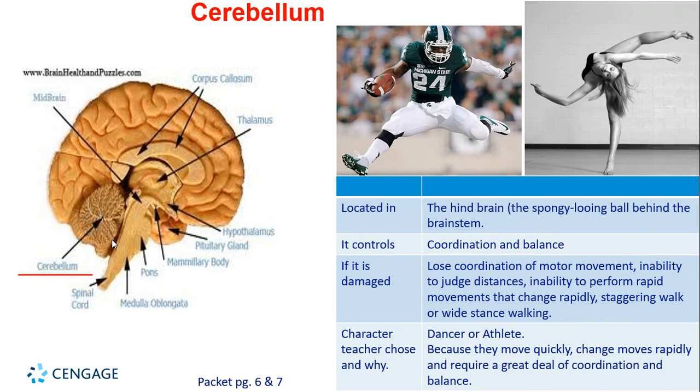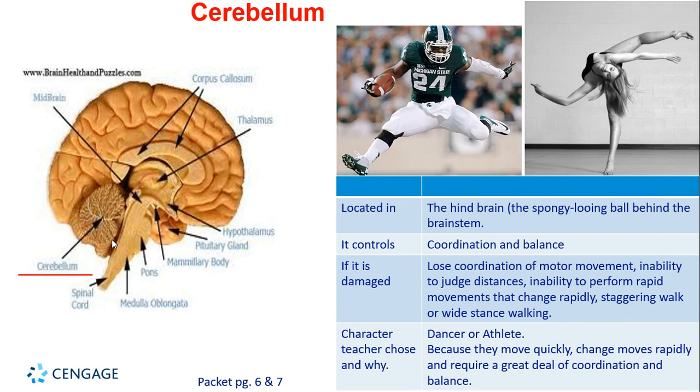Things like playing a sport, jumping around, spinning, but also simple things like getting your pencil to stay on the line as you write, hitting that key on your smartphone so that you hit the letter that you want. This is part of coordination and balance. And if you were to damage your cerebellum, you would be damaging that. You would lose coordination, the ability to judge distances, and the ability to perform rapid movement changes.